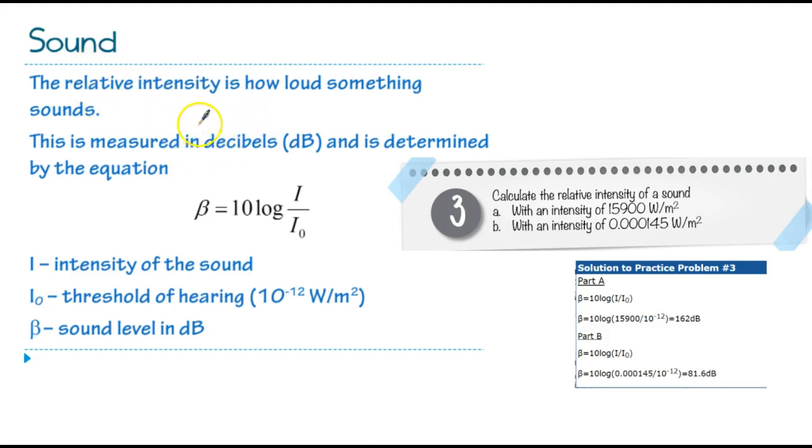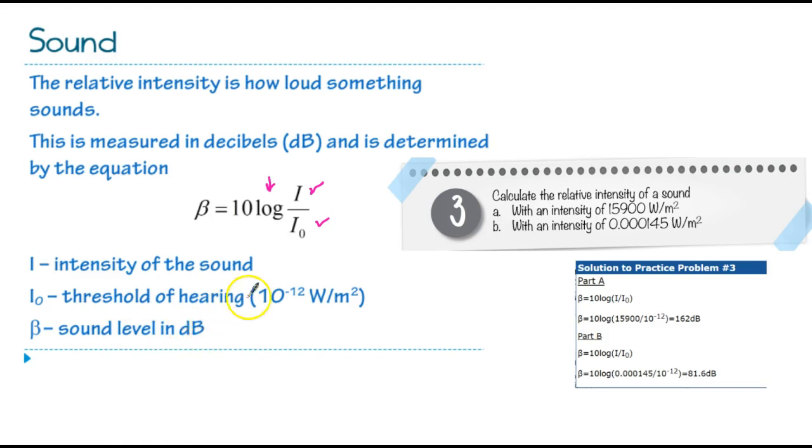To calculate relative intensity, you use this equation. You divide the intensity by the threshold of hearing. Take the log of that. That's log base 10, not natural log. It's the LOG button on your calculator. Multiply it by 10. That 10 converts from bells to decibels, and you'll get the intensity of the sound level in decibels.